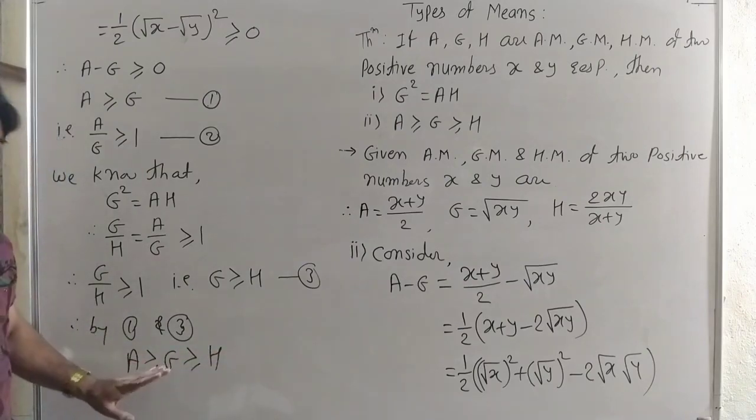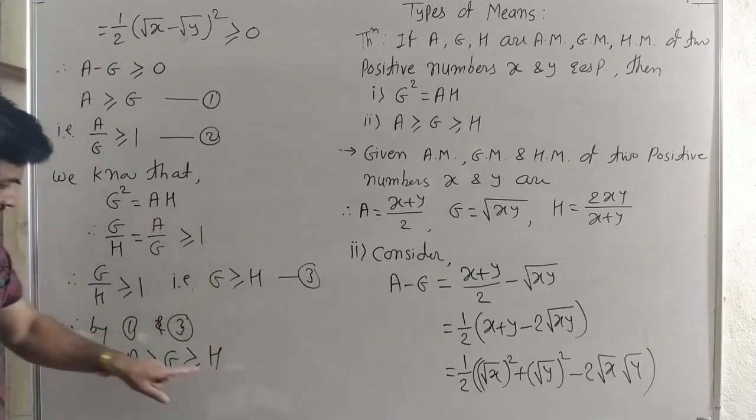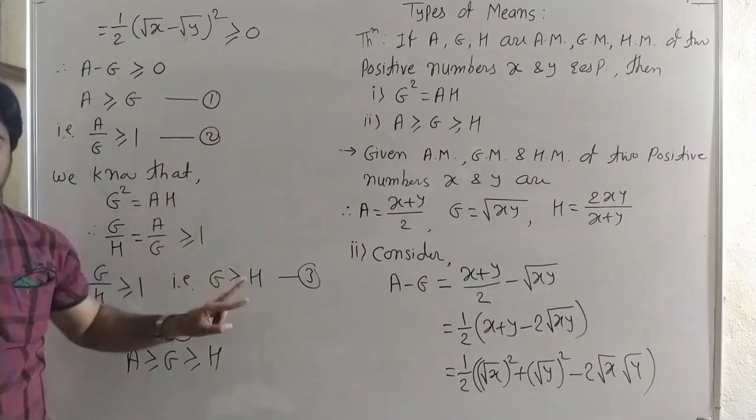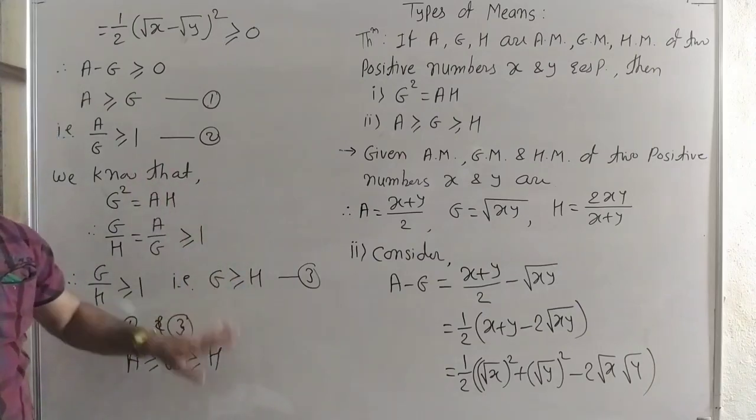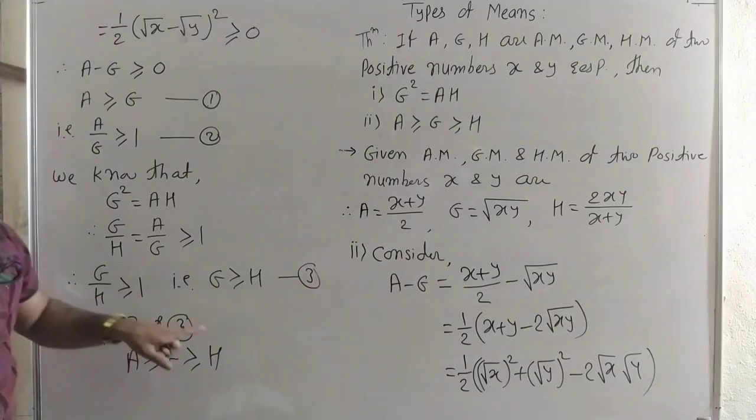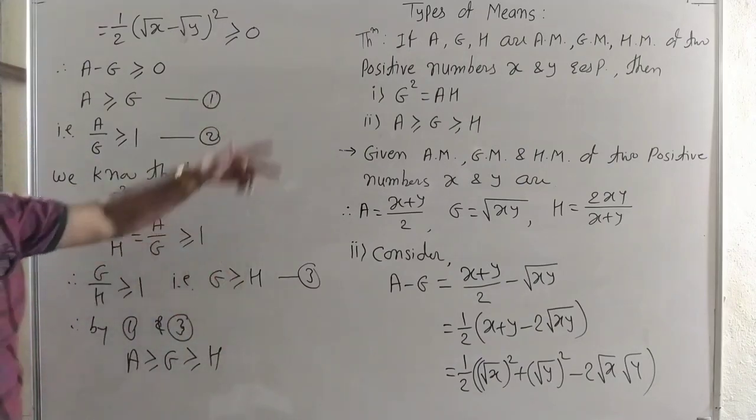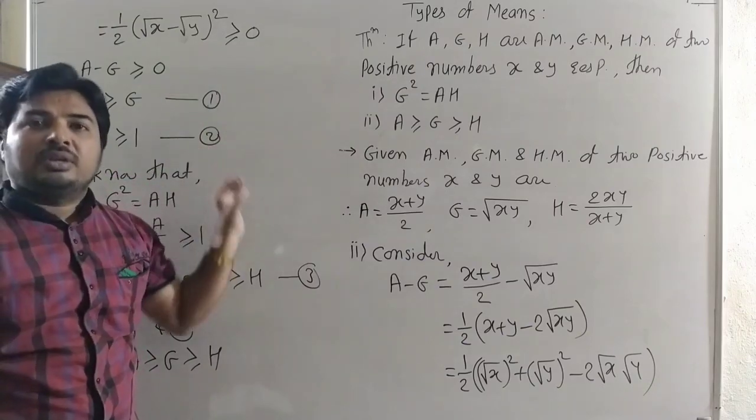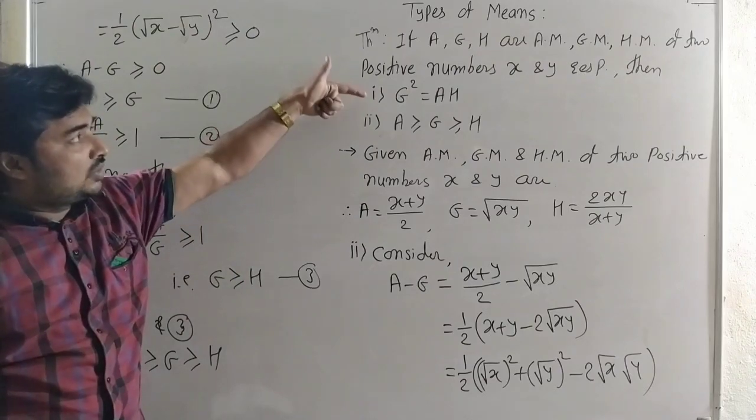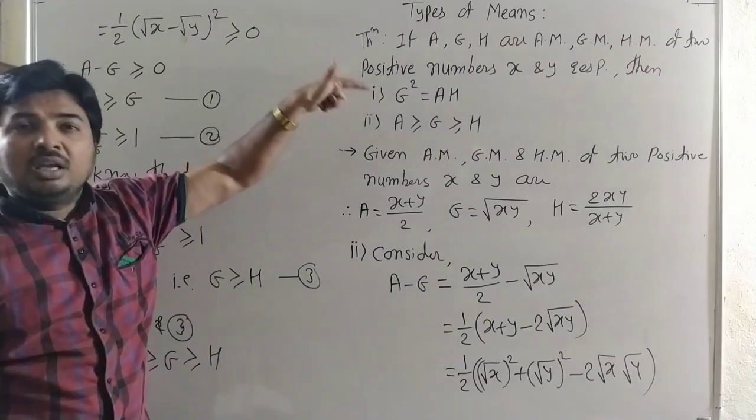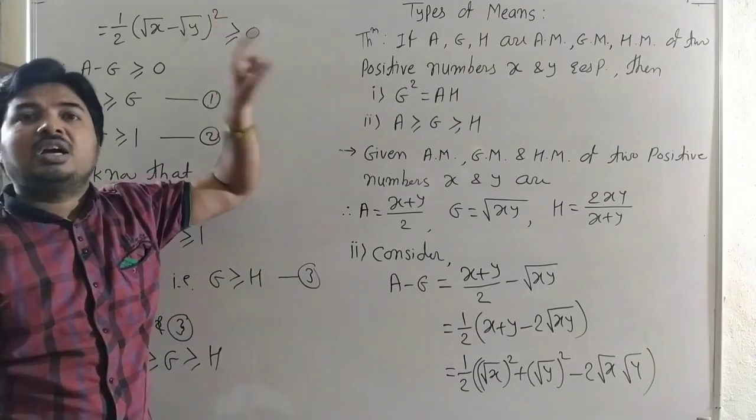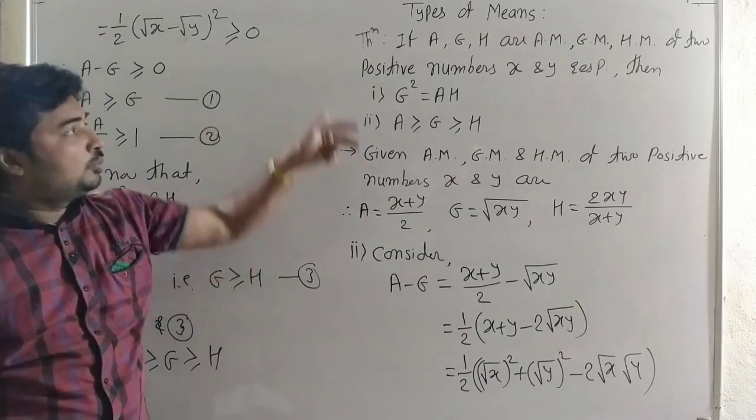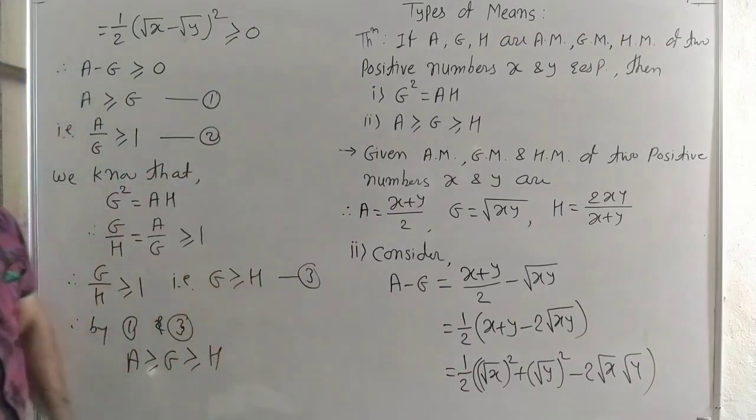It is greater or equal to. If the two numbers are the same, then a, g and h are equal. Otherwise, a is greater than g, greater than h. See carefully the proof of both terms. These two results are used in our examples. So remember this. G is the geometric mean, a is the arithmetic mean, and h is the harmonic mean. And the relation between geometric mean, arithmetic mean and harmonic mean is this. Remember this.